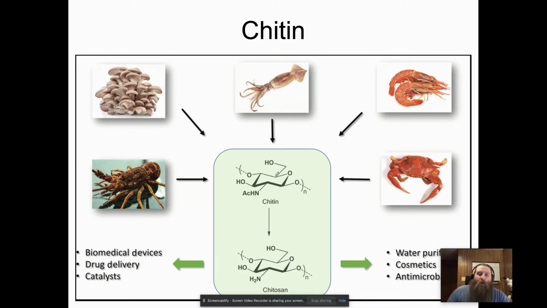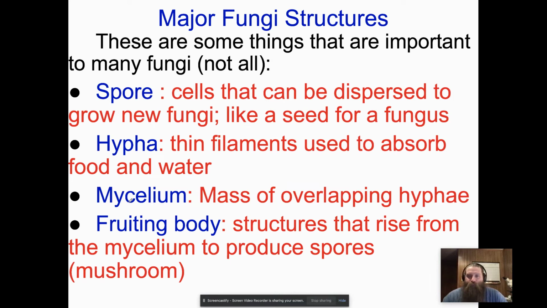Now you'll notice all of these are aquatic except one, right? So fungi are a pretty attractive source of chitin for industry. So if you end up looking into biomedical research or bioengineering, you may see chitin being used sometime down the road.